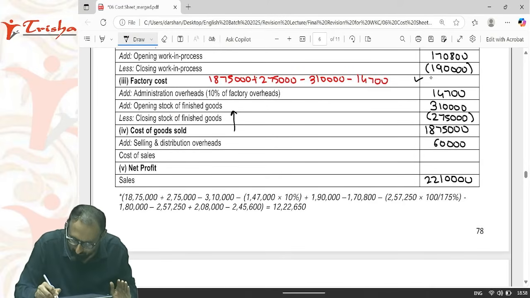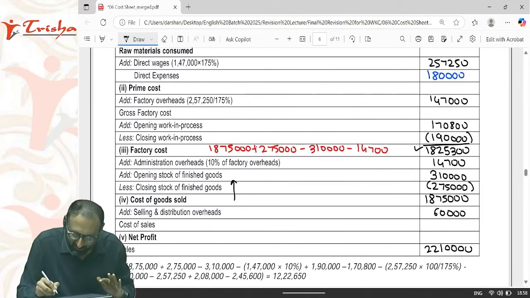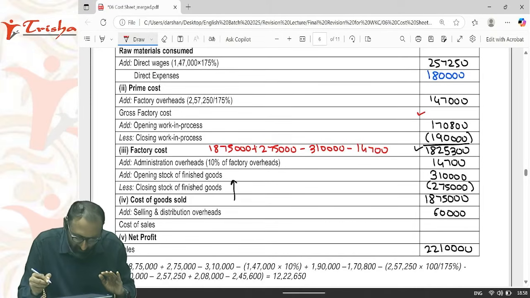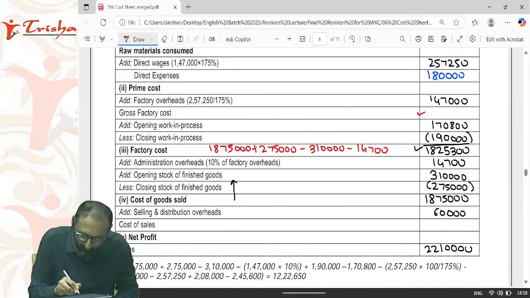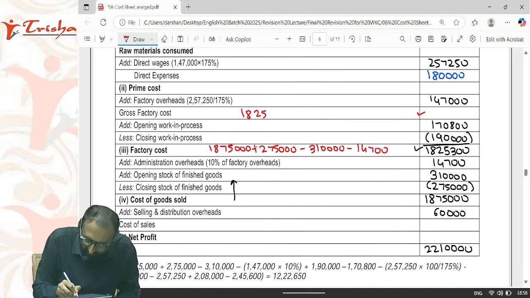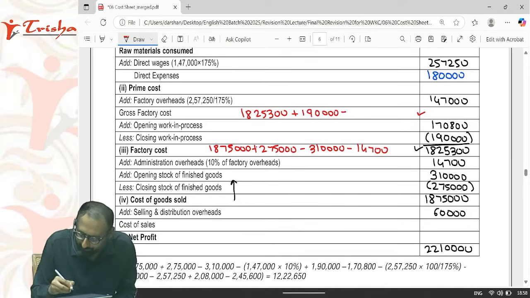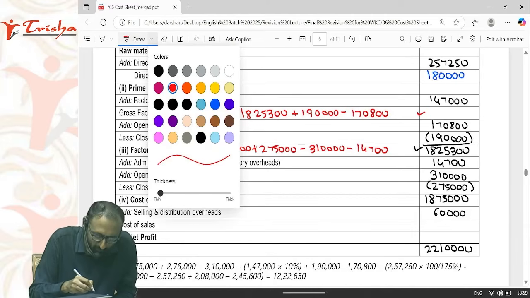Fast answer, sir. 18 lakhs 25,300. Kindly tell me what will be my gross factory cost. 18 lakhs 25,300. Next one. Add 1 lakh 90,000 minus 1 lakh 70,800. Please tell me what I am going to write there in that gross factory cost.